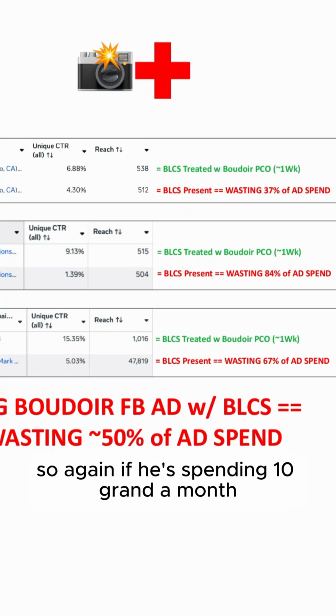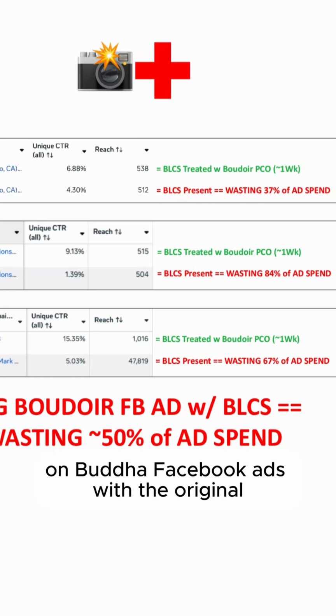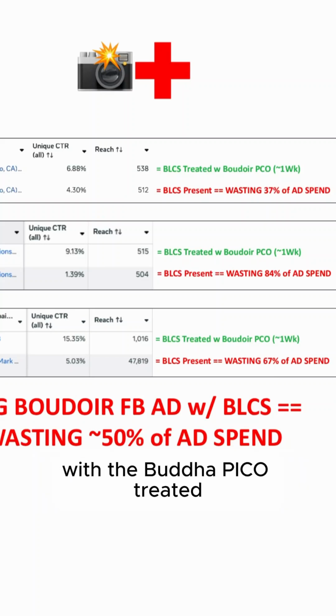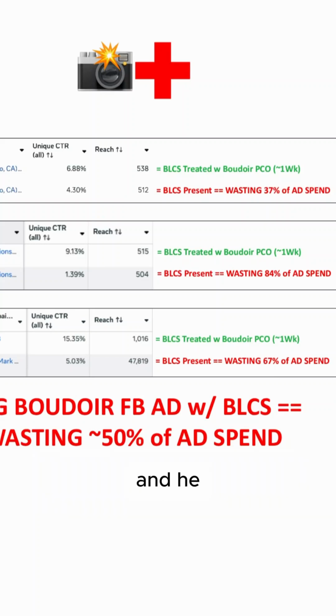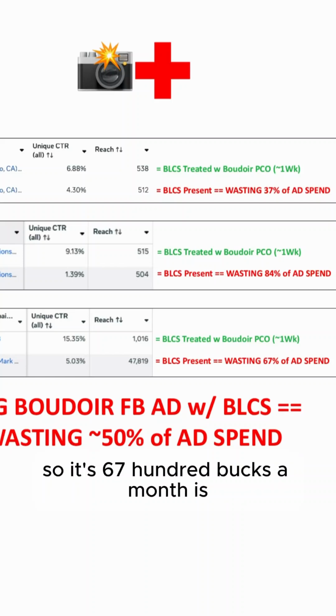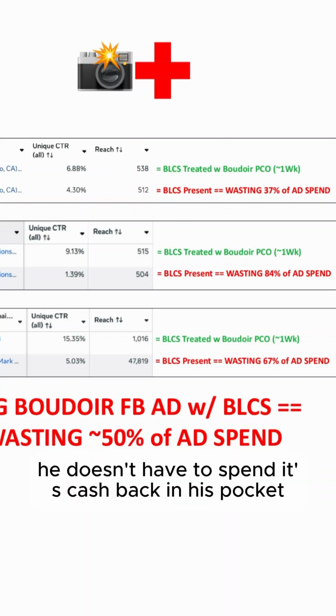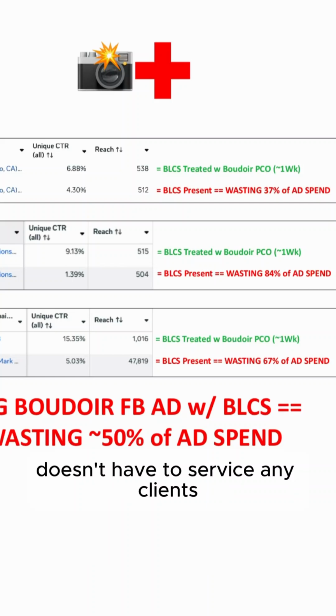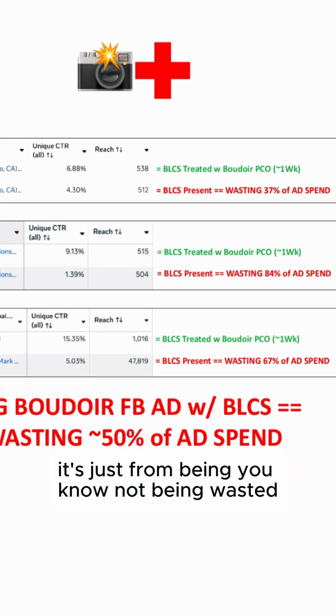So if he's spending 10 grand a month on Boudoir Facebook ads with the original, he now only has to spend 3,300 bucks a month with the Boudoir Pico treated ad, and he gets his ad into the same number of women's brains. So it's 6,700 bucks a month he doesn't have to spend. It's cash back in his pocket, like 6,700 bucks a month bonus. Doesn't have to service any clients. It's just from not being wasted.